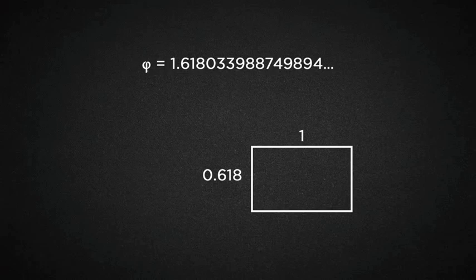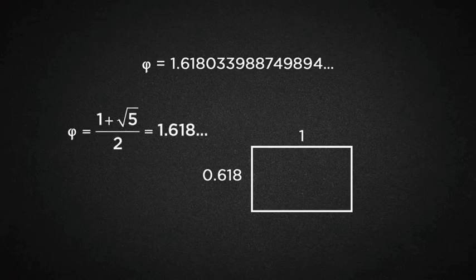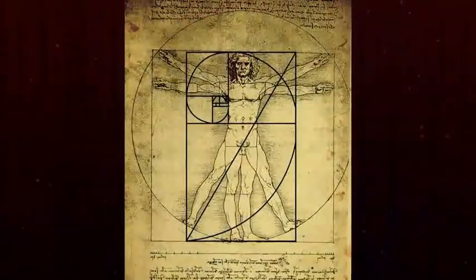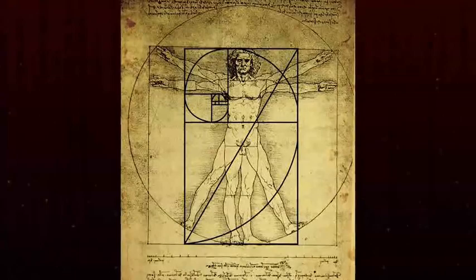You can use this relationship to find an exact formula for phi. Namely, phi is equal to 1 plus the square root of 5, all that divided by 2. And that gives us the 1.618. Phi has been deliberately used by artists, architects, and advertisers to produce appealing designs. Even Leonardo da Vinci used phi in some of his work. It's been suggested that the most aesthetically pleasing rectangle to look at has golden proportions of approximately 1 by 1.618.